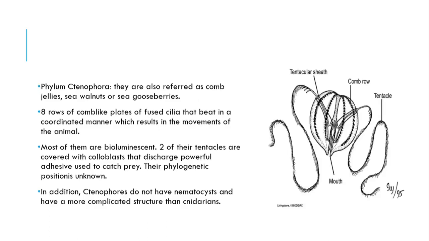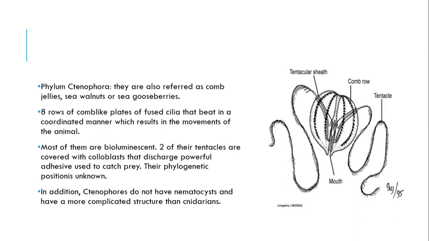So let's talk first about the phylum Ctenophora. They are also referred to as comb jellies, sea walnuts, or sea gooseberries. They are found completely in the sea. They have 8 rows of comb-like plates of fused cilia that aid them in movement. Most of them are bioluminescent. That means when they move, they produce light by a biological reaction. And they have two more elongated tentacles that are covered with colloblasts.